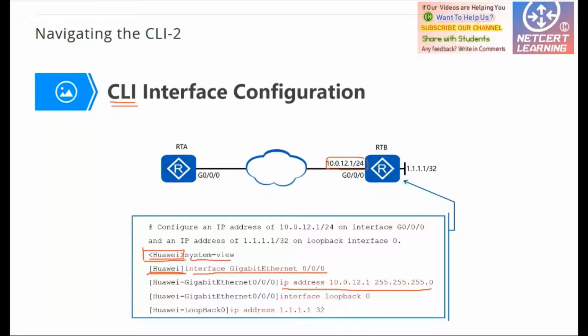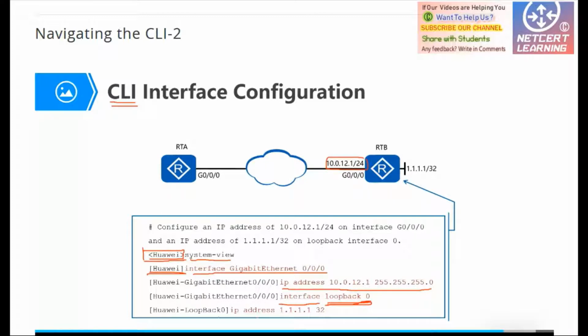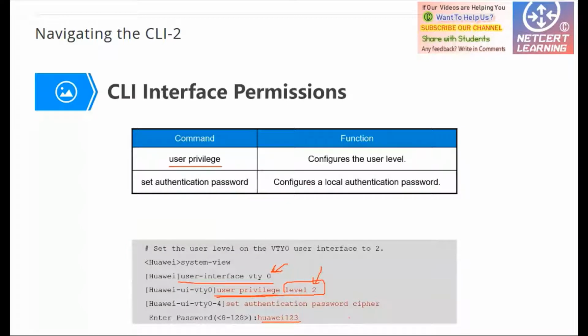And another, we create a loopback interface. The loopback interface is not a physical interface on the device. It is a logical interface, virtual inside the device. Then you can create loopback 0 and assign an IP address for this interface. This is an example of how to configure an interface of the router.